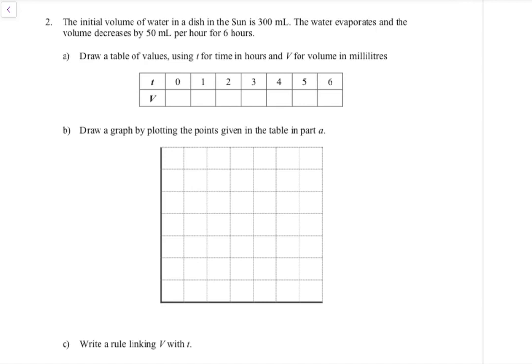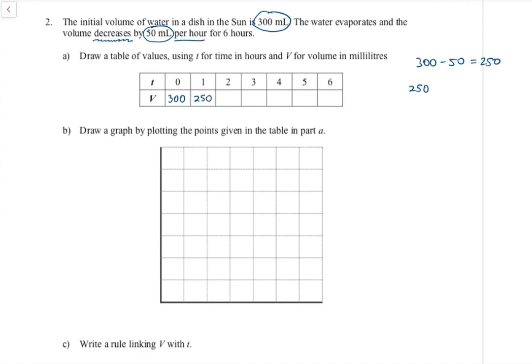So we have to draw our table. Now, to start with, after 0 hours, we haven't lost anything. The sun hasn't worked. We just got out there. So there was 300 millilitres in the dish originally. So after 0 hours, there's still 300 millilitres. But we are decreasing or losing 50 millilitres every hour. So after 1 hour, we do 300 take away 50, that's 250. So after 1 hour, there's 250 millilitres left.